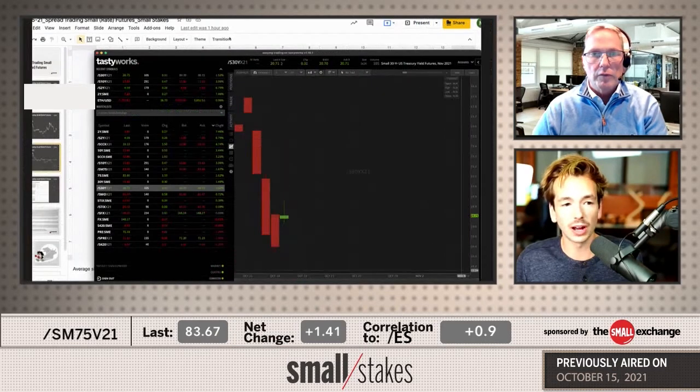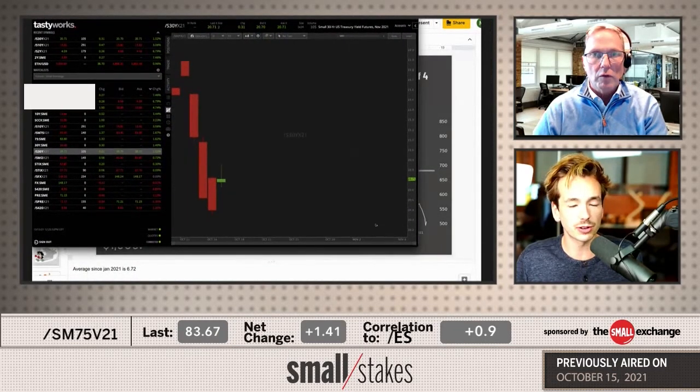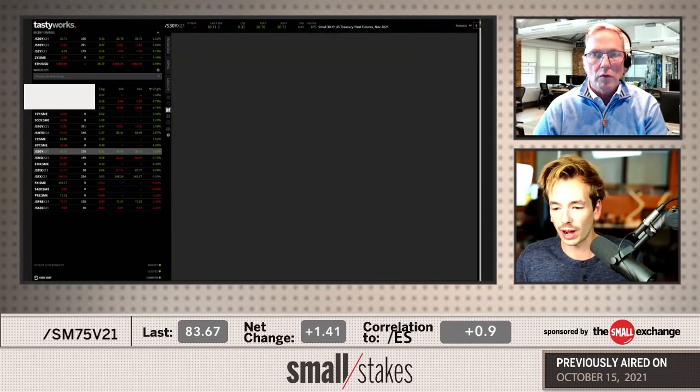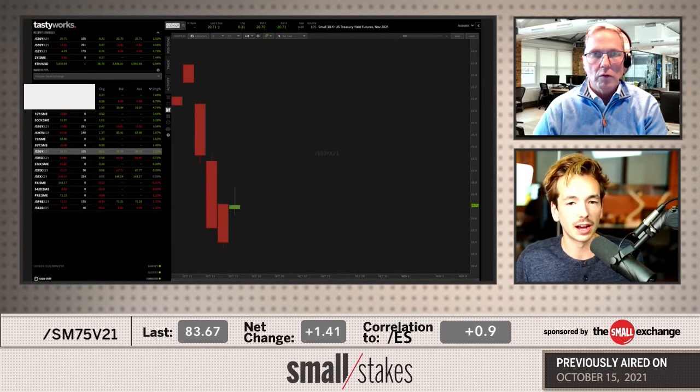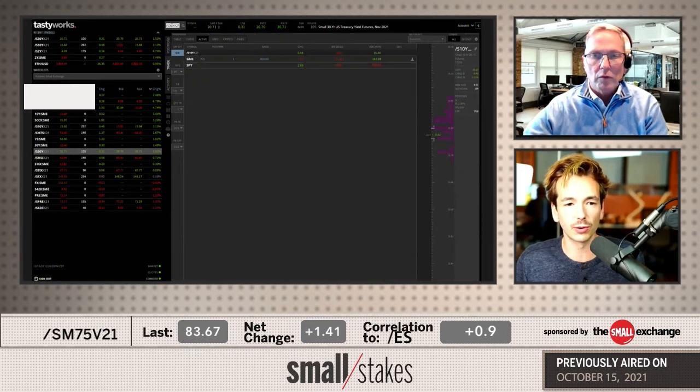As mentioned on the slide here, you can put on this pairs trade in Tastyworks for around $700 in buying power, which is just unheard of in the futures space. So anyway, I'm looking at S30Y futures here.